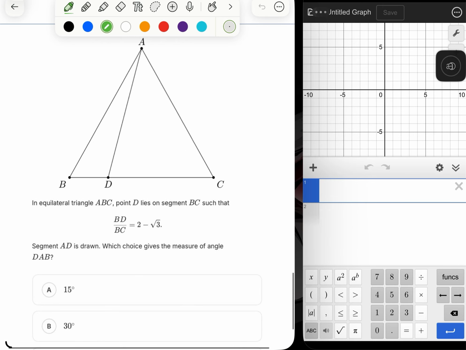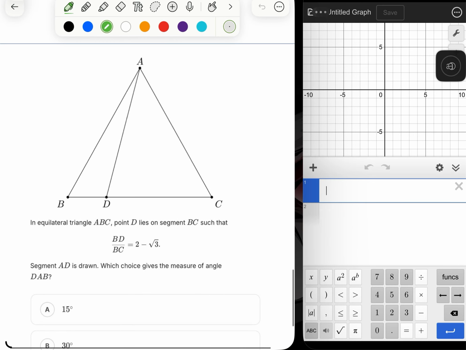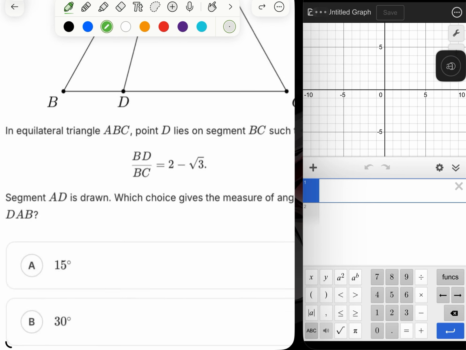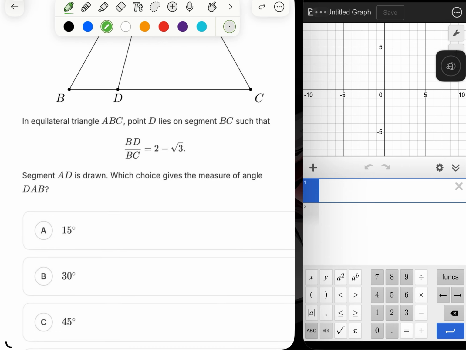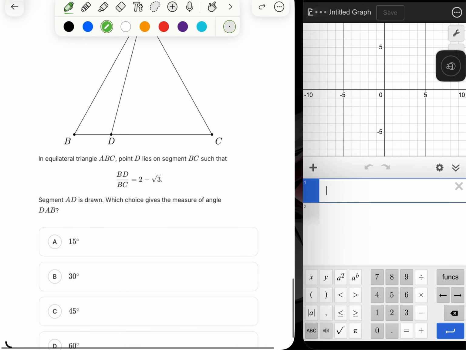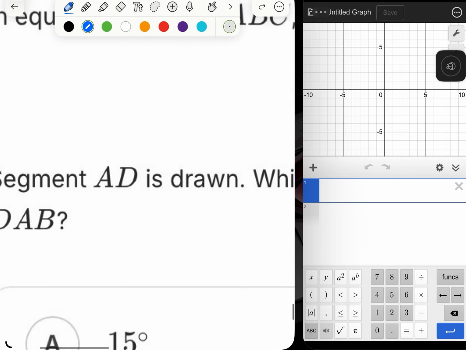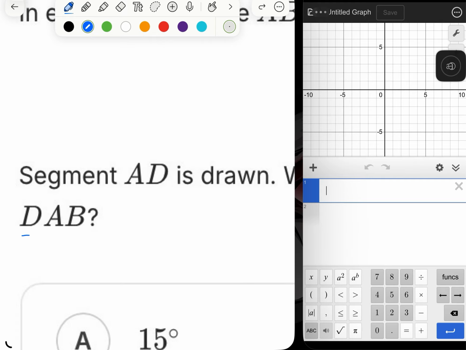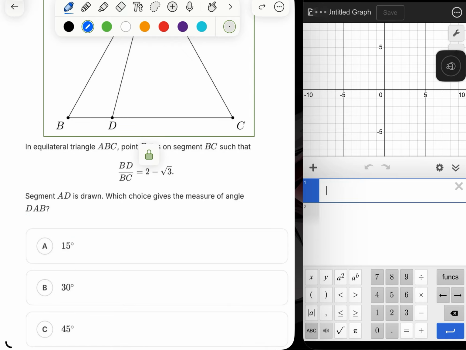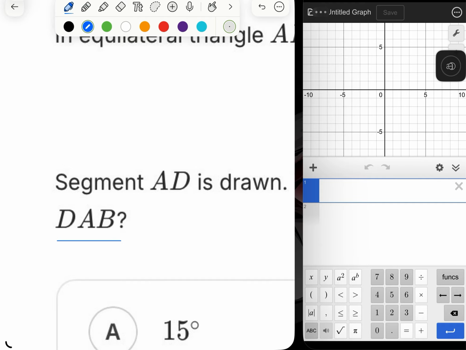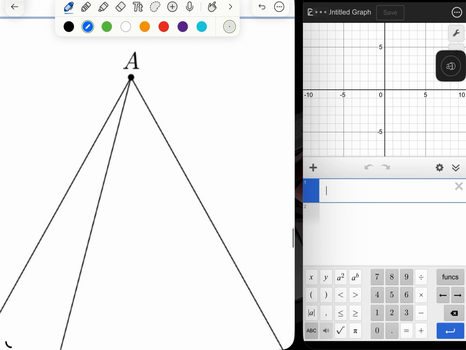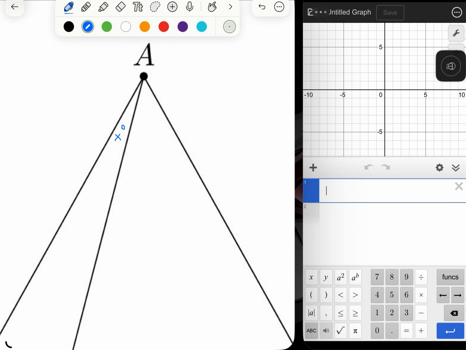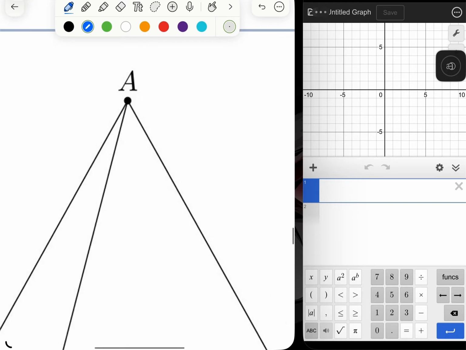Alright, so here we have an equilateral triangle ABC, where point D lies on segment BC, as you can see on the diagram here. We have this given ratio. So now segment AD is drawn. Which choice gives a measure of angle DAB? So we're trying to find, our end goal here, the measure of angle DAB. And if you see on the diagram, that's this angle. Actually, I'll call that question mark.